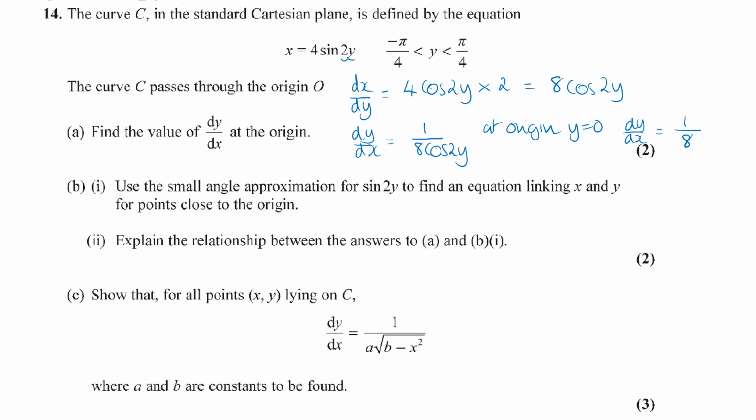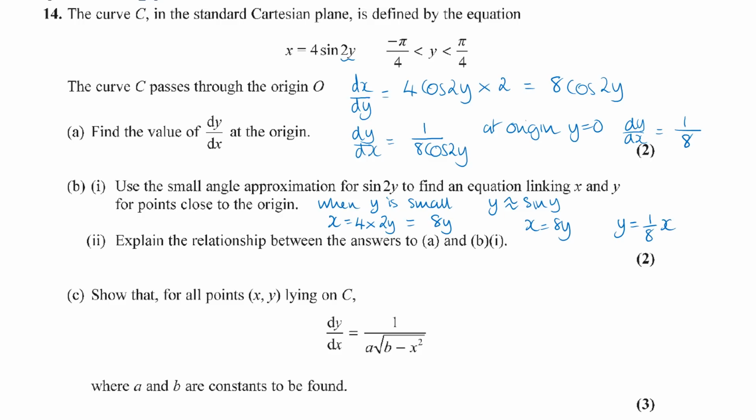Part B, part 1, use small angle approximations. So when y is small, then y is approximately equal to sine y. So in our equation, x is equal to 4 sine 2y, we can just do that is going to be times 2y, which is equal to 8y. So the equation x equals 8y rearranged can be y is 1/8 of x.